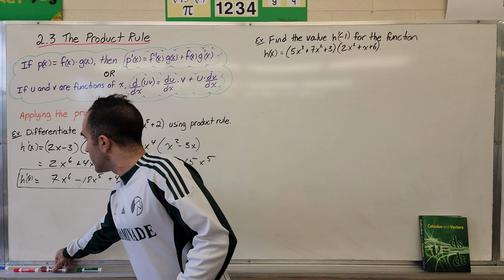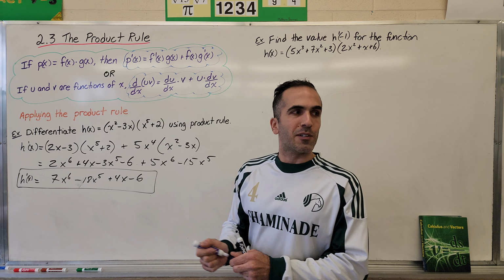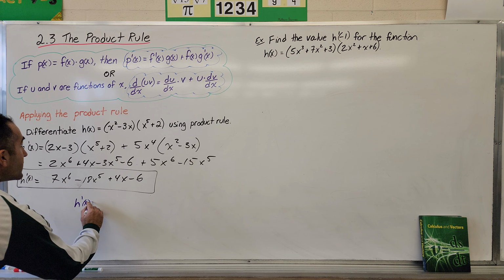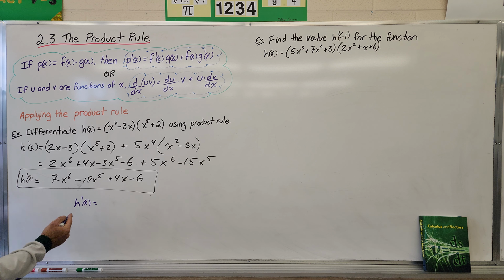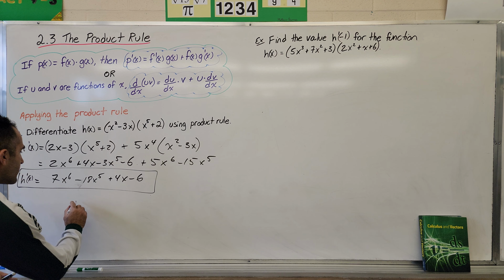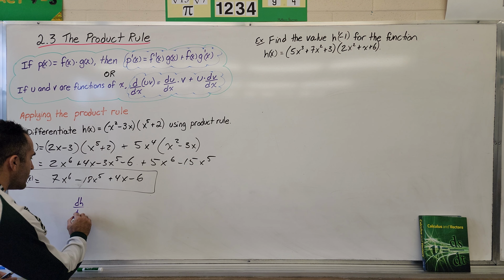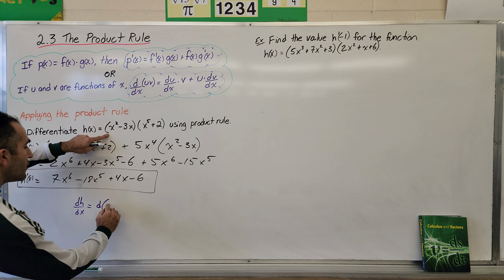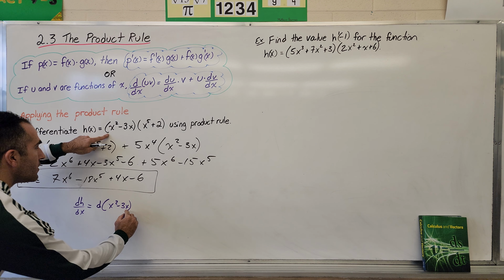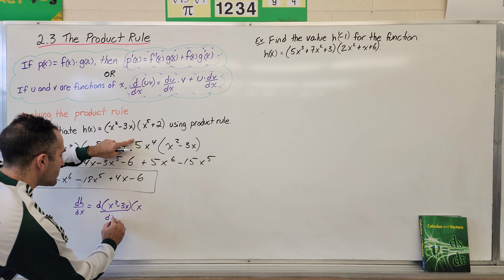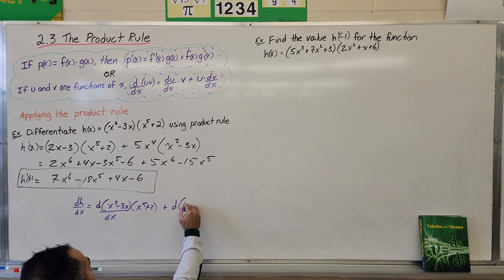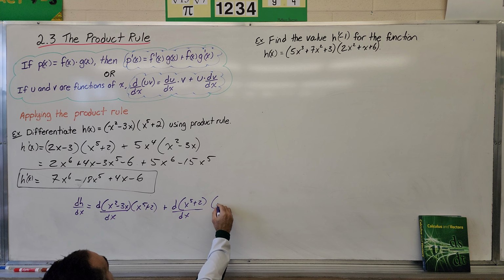Okay, so I like the first step to be in this notation sometimes because look what you can communicate in that notation. I can say h prime at x is equal to, or I wouldn't use prime, sorry. So I can say dh over dx equals the derivative of the first one, so I can say the derivative of this over dx times this, plus the derivative of this with respect to x times the first one.